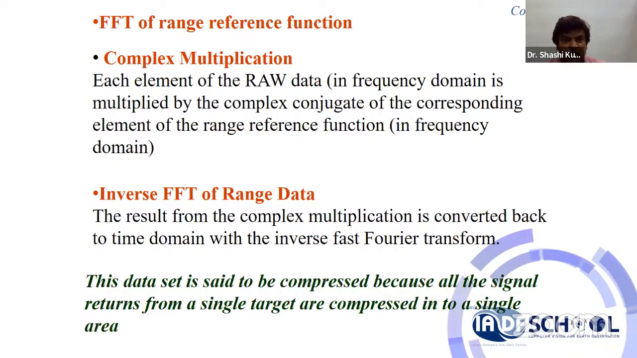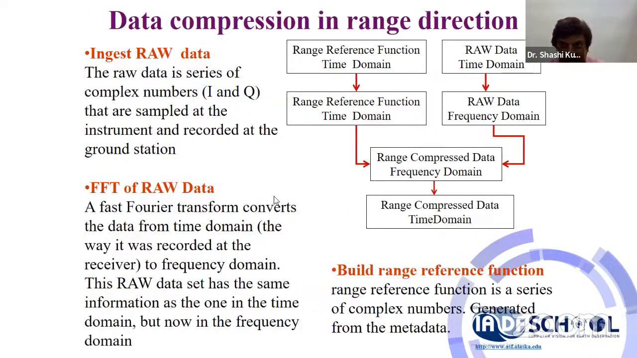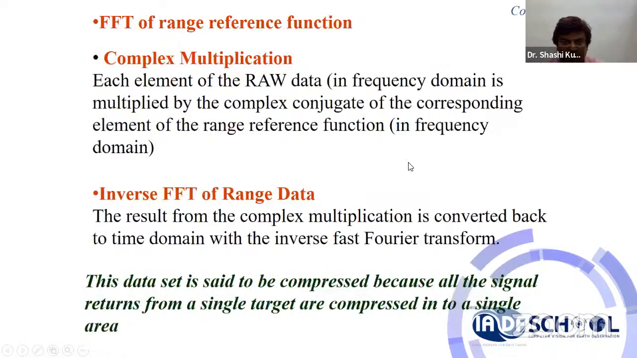Each element of the raw data in the frequency domain will be multiplied with the complex conjugate of the corresponding element of the range reference function in the frequency domain. So what will happen? The data will be compressed or focused in the range direction. After compression the data is range compressed, but still in the frequency domain, so an inverse fast Fourier transform will be implemented to convert the data set from the frequency domain to the time domain. Now this data set is said to be compressed because all the signal returns from a single target are compressed in a single area.